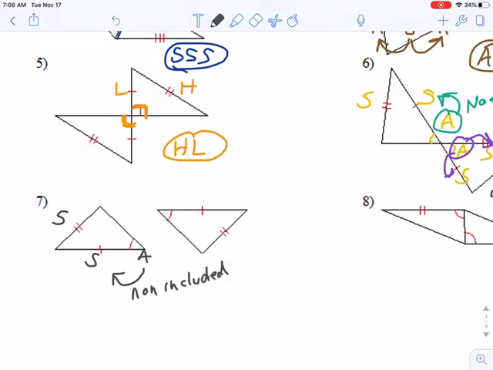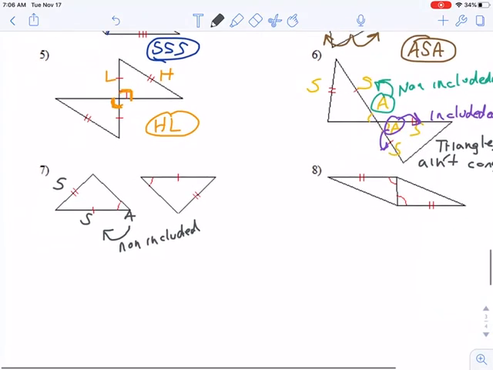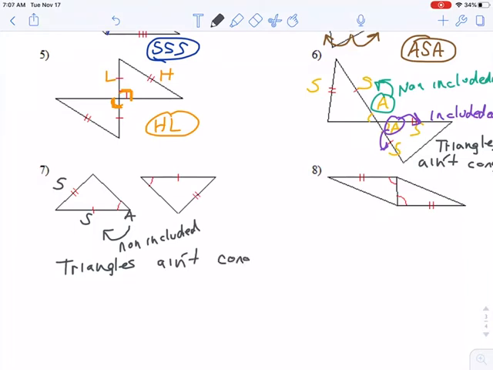Similarly, OMG, we got a side, we got a side, we got a non-included angle. All right, remember, I just went in great detail on why SSA is bad. So again, triangles ain't congruent.